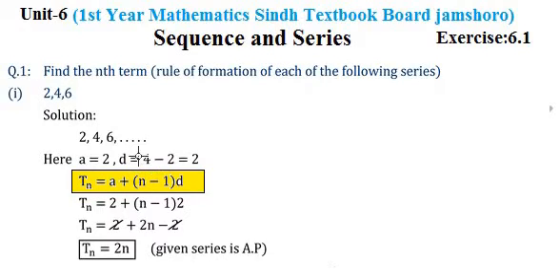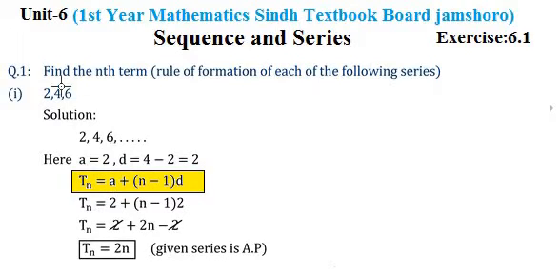And d means the common difference, not only difference, common difference. Common difference means just like 4 minus 2 equal to 2. Similarly 6 minus 4 equal to 2, 8 minus 6 equal to 2, 10 minus 8 equal to 2. So it's called common difference. Now here a is equal to 2 because the first term is 2, and d is equal to 4 minus 2, so d is equal to 2.